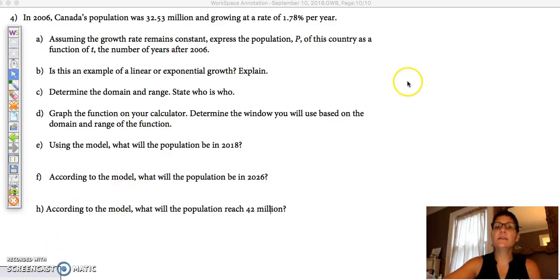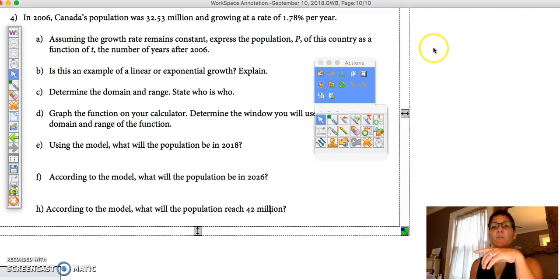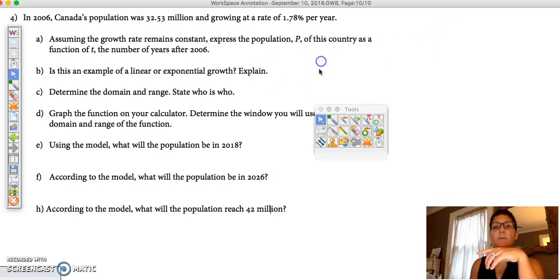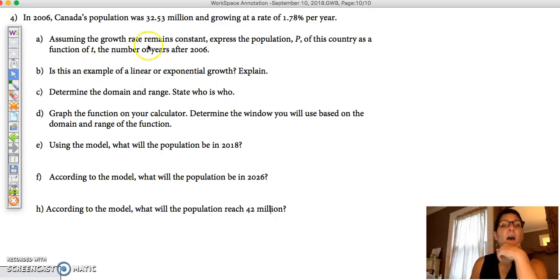Let's move on to the next problem that I'd like to take a look at. This one is: Canadian population was 32.5 million and growing at a rate of 1.78% per year. We went over this in class, but of course I would like to revisit it. It says the growth rate remains constant, assuming it stays so, express the population of this country as a function of t, the number of years after 2006. So this all starts in 2006.